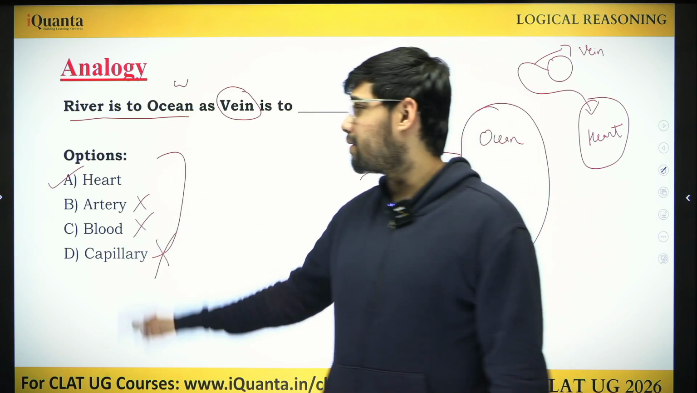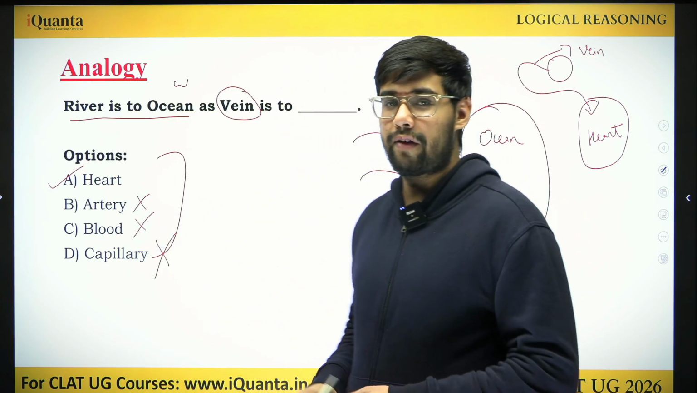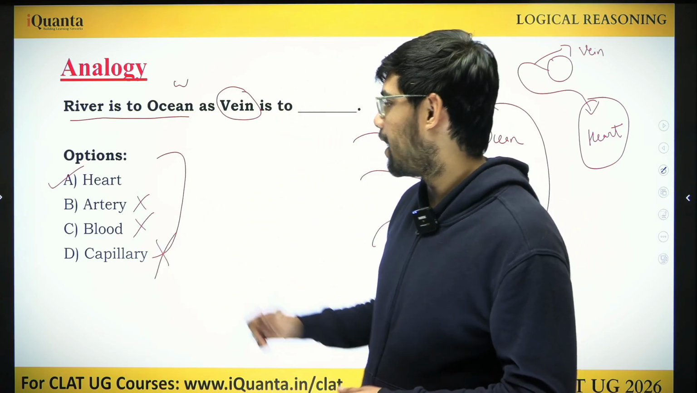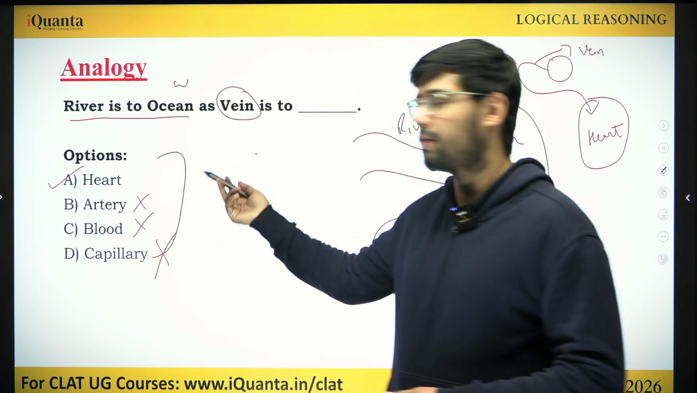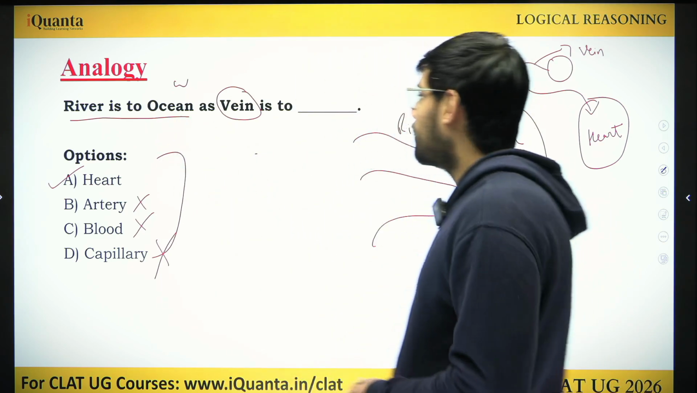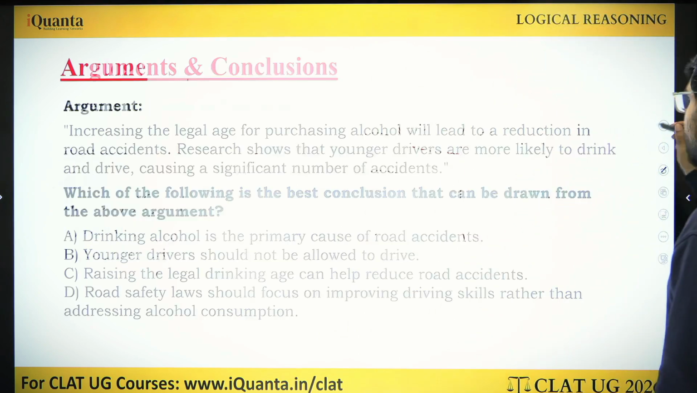We can see this was a fairly easy question if you are well aware of the analogy concept. The heart will be the correct answer here. River is related to the ocean as vein is related to the heart, right? Let's look at the next topic.